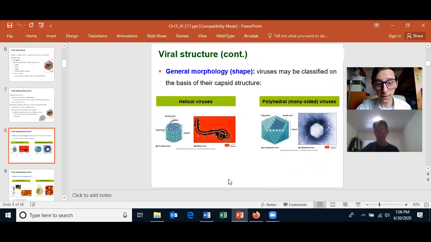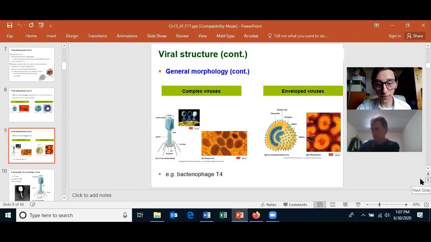When we're talking about virus structure, it's important to realize that we're talking about general viral shape, its morphology, and viruses take on three shapes. Helical viruses, where the capsid is actually in a helix. Polyhedrons, where the virus is many-sided, like a many-sided dice. And then complex viruses, where the virus can take on essentially any shape. Okay, any questions about that?